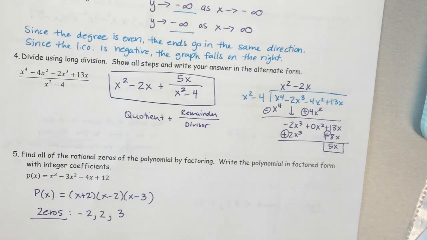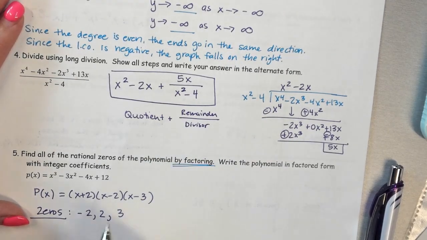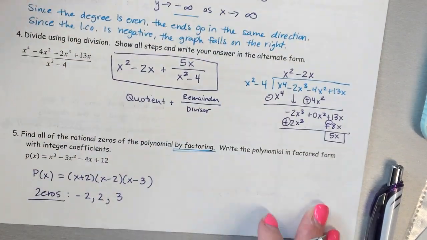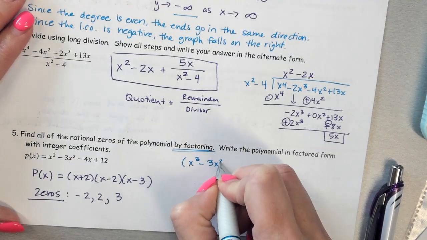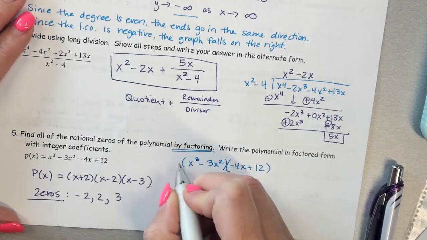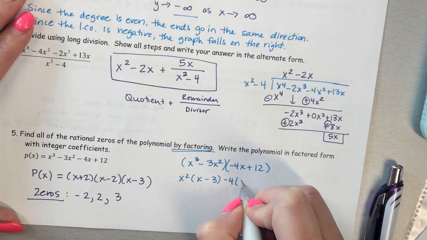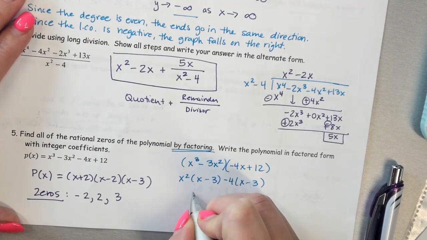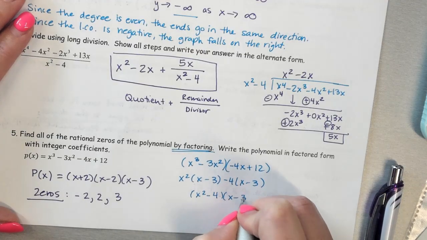All right, and then the last one, 5, it says find all the rational zeros by factoring. If it says by factoring, then I need to see that in your work. Okay, so we are going to start by factoring by grouping. Okay, so here I can take out x squared. Here I can take out -4. And if those are the same, I can break this down into x squared minus 4 times x minus 3.